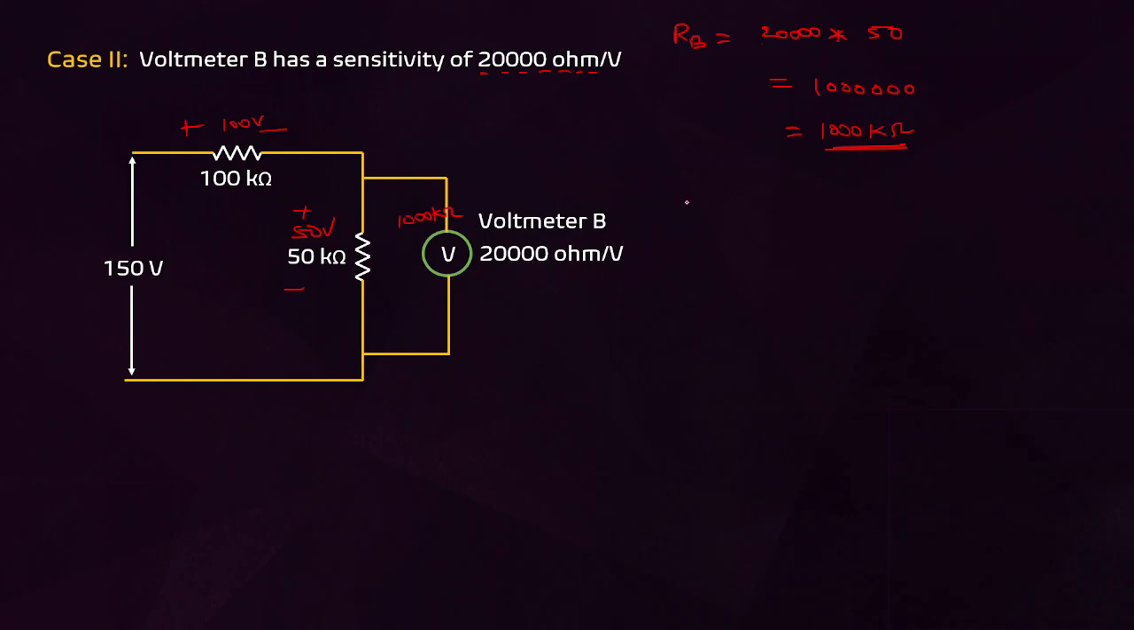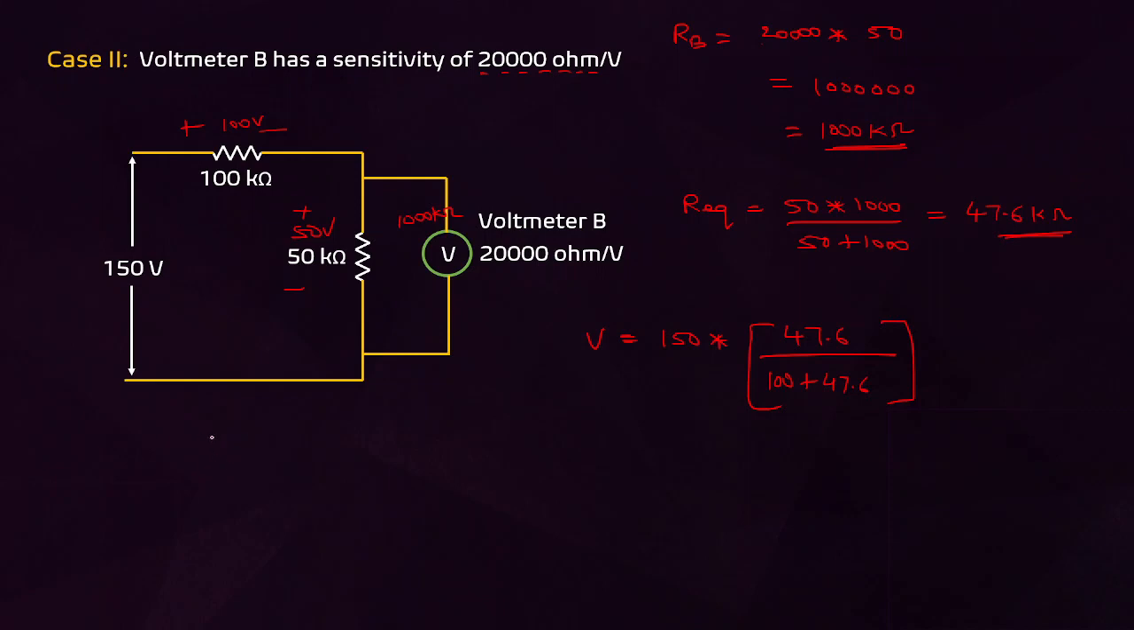Fine, 1000 kilo ohm. Now here it is 1000 kilo ohm and here it is 50 kilo ohm. If we simplify this, it will be 50 into 1000 divided by 50 plus 1000. After simplification we will be getting 47.6 kilo ohm. Now let me find the voltage across 50k ohm. We have connected that across 50k, so we need to find the voltage across 50k. Total voltage is 150 into same branch resistance 47.6 divided by total resistance 100 plus 47.6.